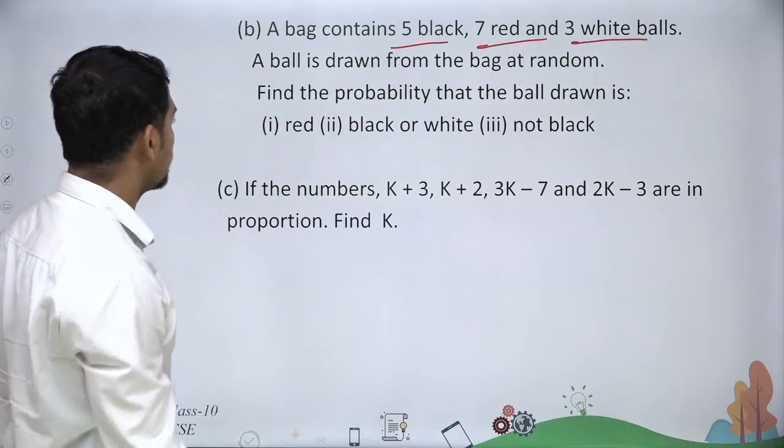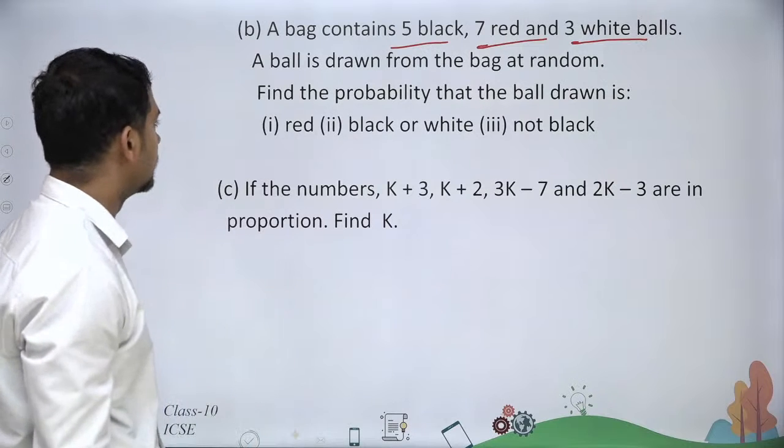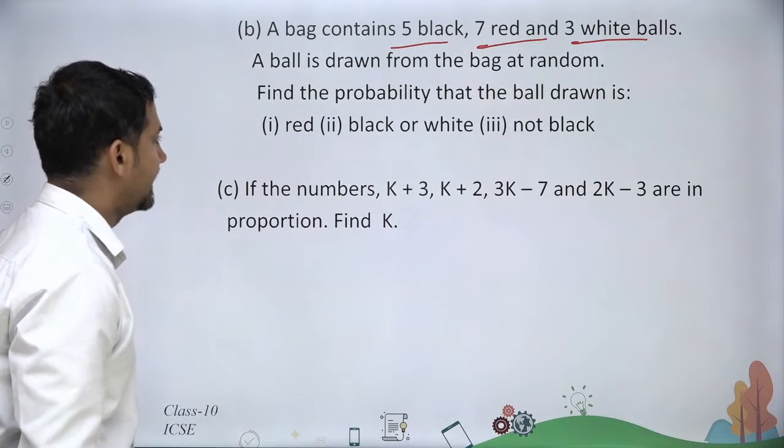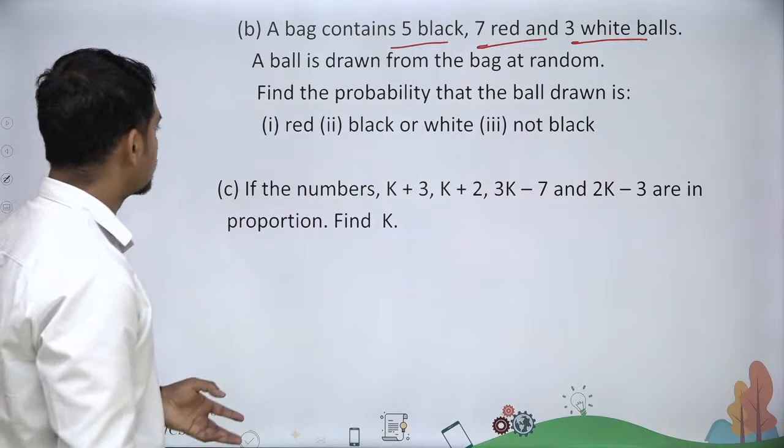Now, a bag contains 7 black, 7 red and 3 white balls. A ball is drawn from the bag at random. One ball is drawn from the bag.